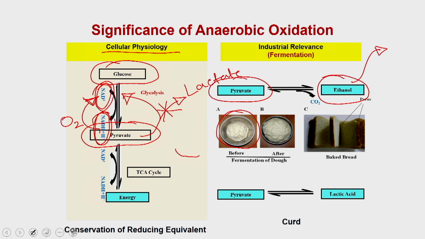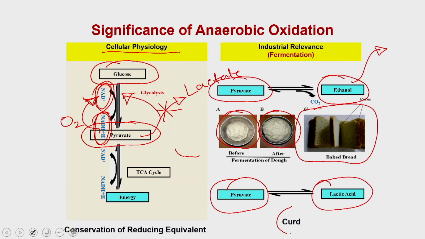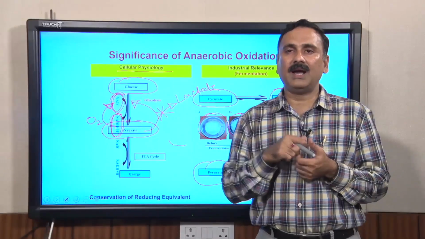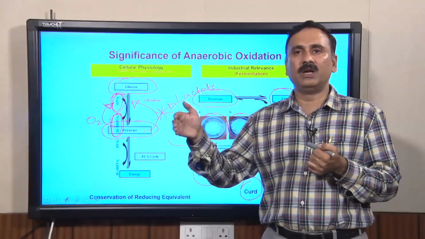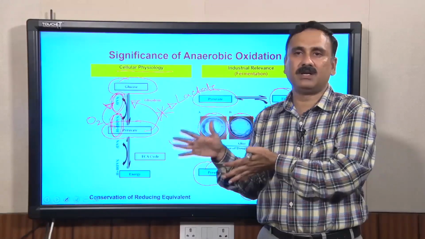Because the dough has a very limited quantity of oxygen, it is going to go through the anaerobic oxidation, and that is how it is going to give you the baking of the bread as well. And for lactate, the pyruvate is converted into lactate. That is the example of where the milk is converted into the curd, because the lactic acid is going to reduce the pH of that particular milk, and in that process the milk is converted into the curd.